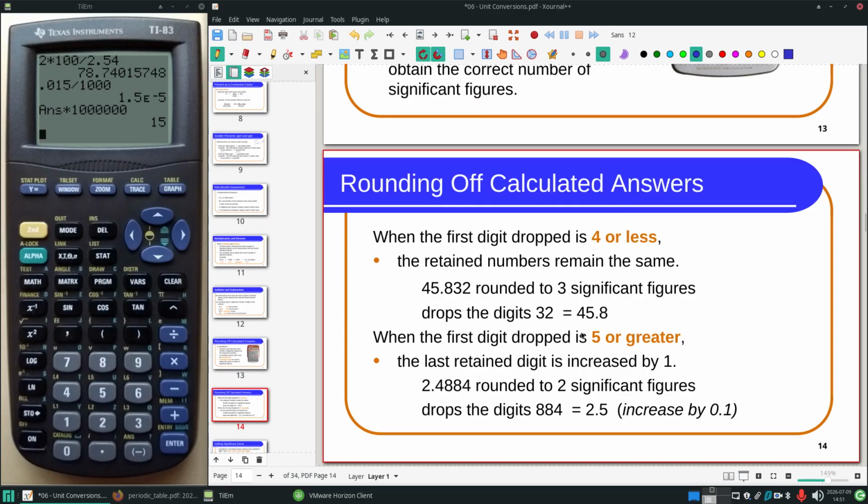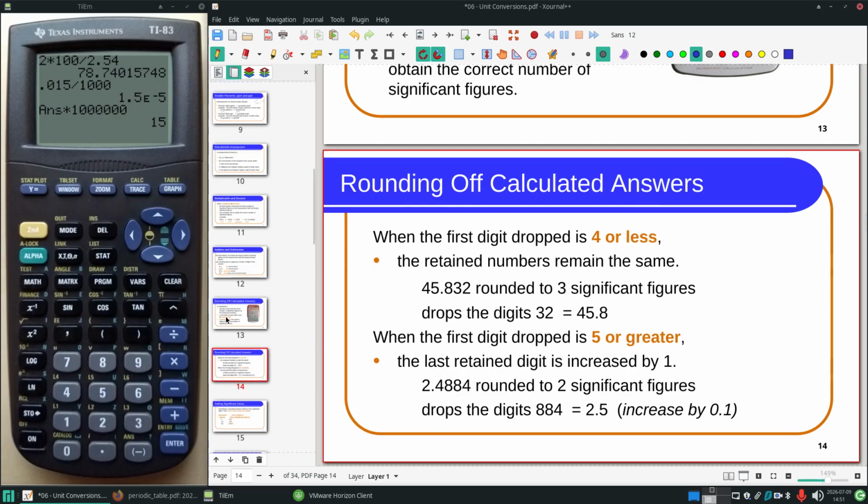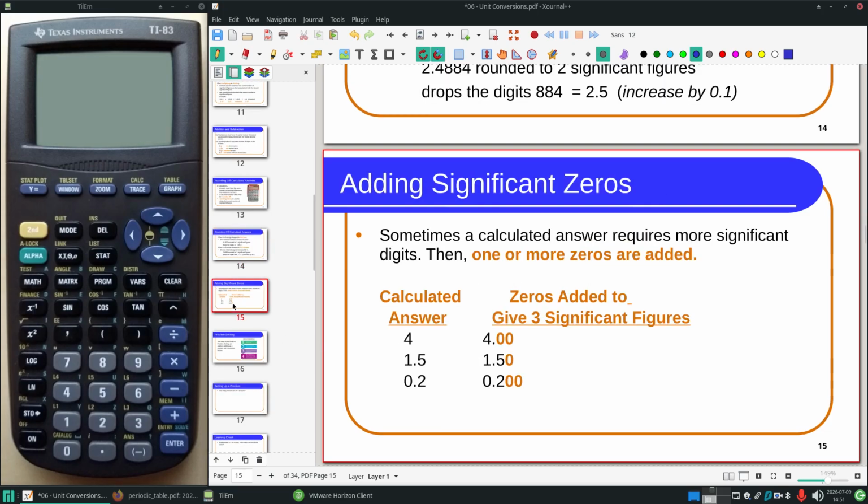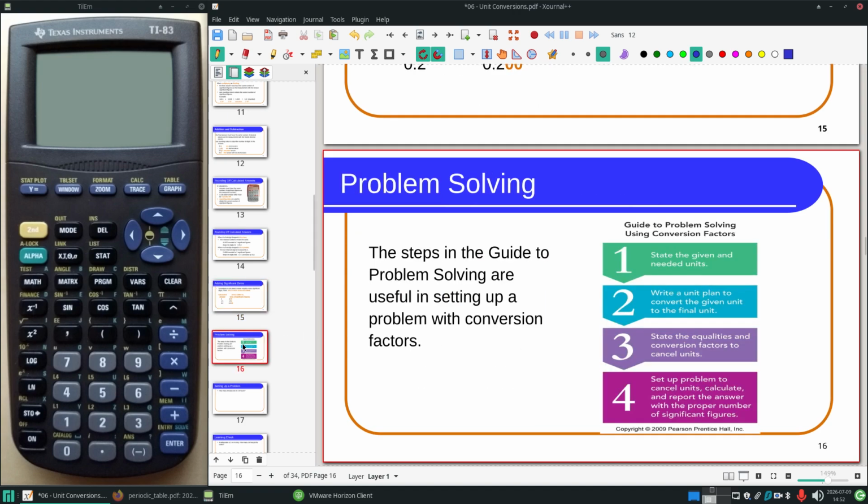4 or less, we round down. 5 or greater, we round up. So no changes there. All right. But I do want to remember this and stress it again. If my calculator gives me 4 on the nose, yet I know I need more significant figures, I can always add zeros. So we'll have to do that some, and obviously the calculator won't necessarily get that. And we're going to see some examples on that.